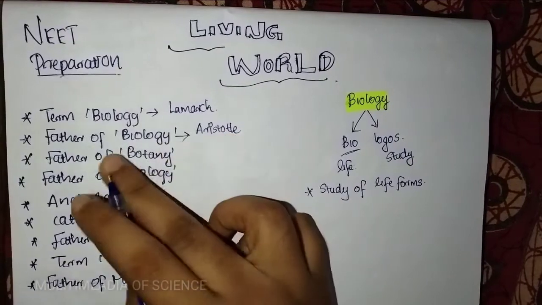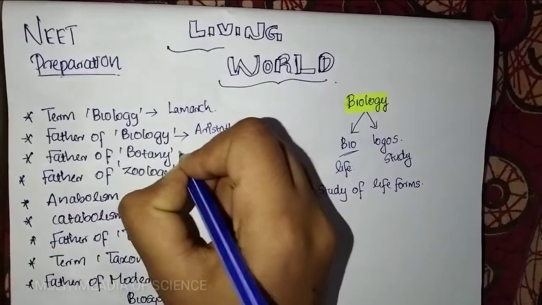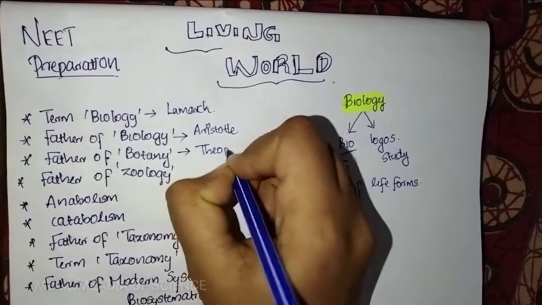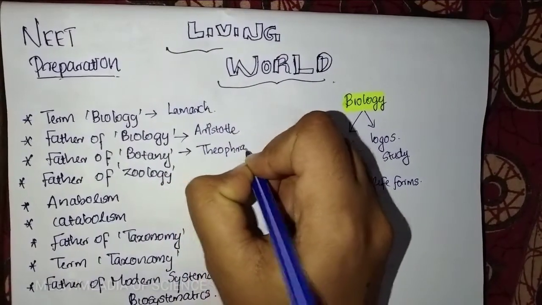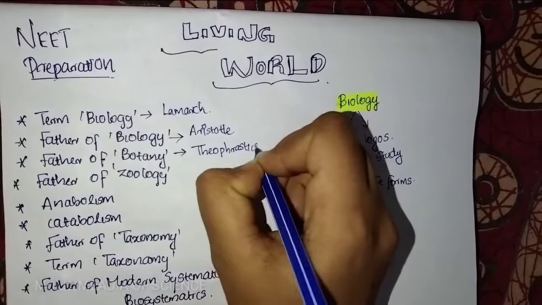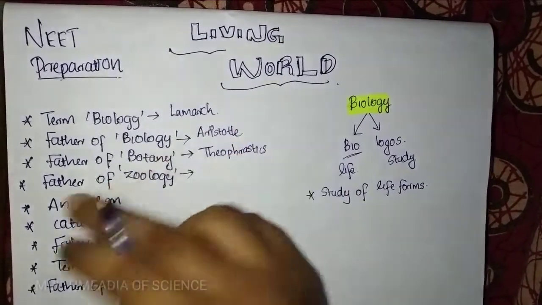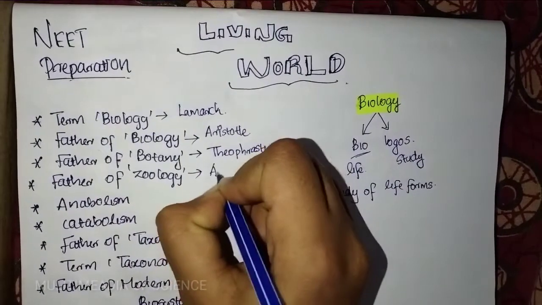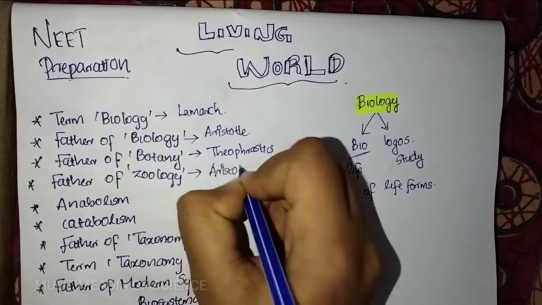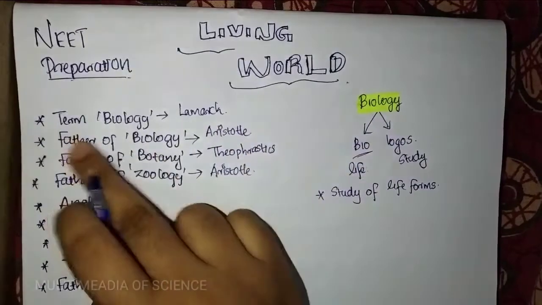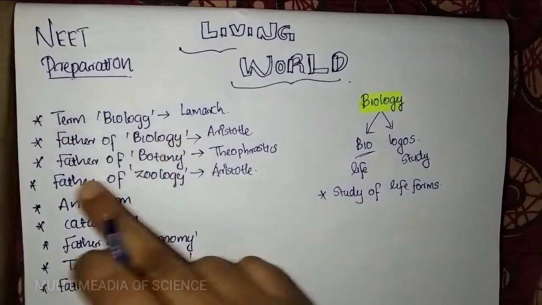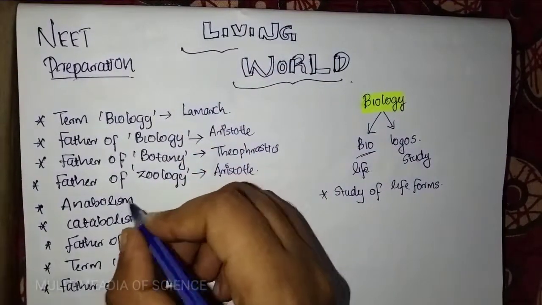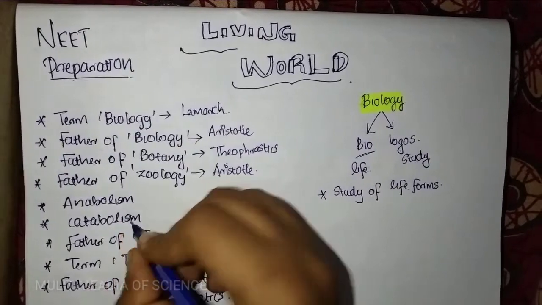The next is about the father of botany. The father of botany is Theophrastus. Then, father of zoology. Who is the father of zoology? He is Aristotle. So Aristotle is the father of biology and also the father of zoology. Both are him.